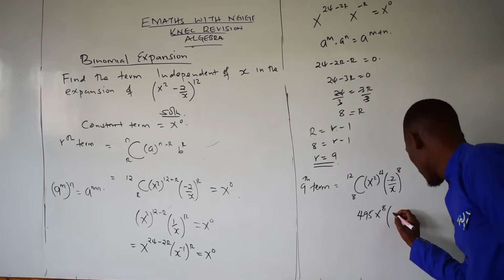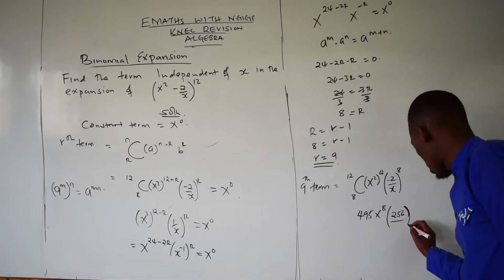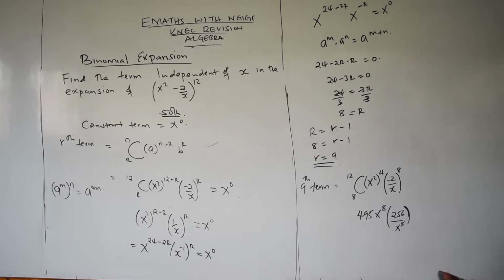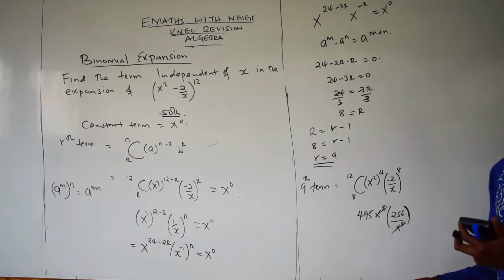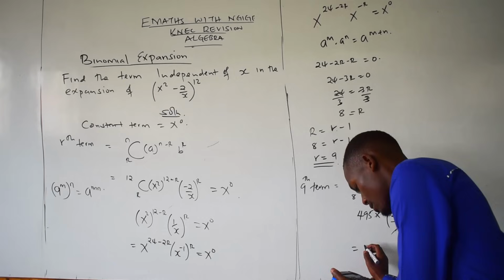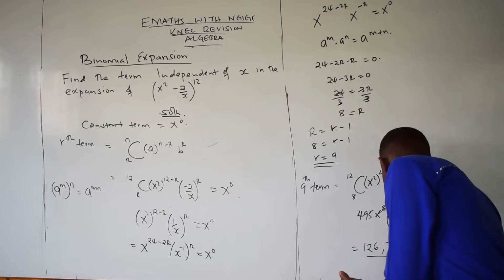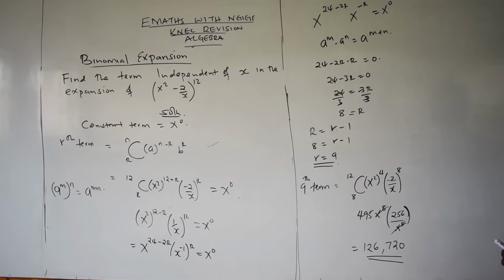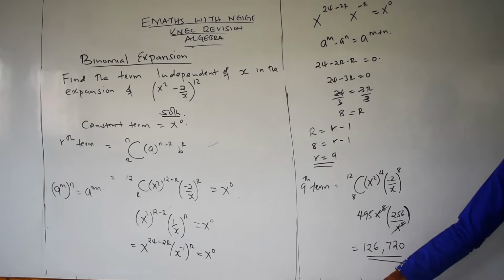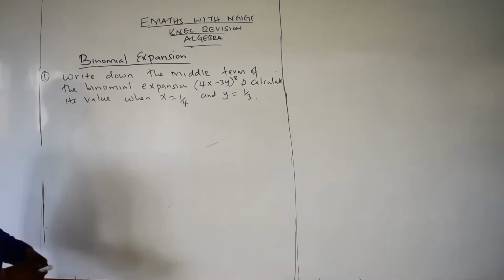We have 256. Then over, remember it's over x to power 8. What do we see? This one and that one goes. So we have 256 times 495, and that one gives us 126,720. So the term which is independent of x is the 9th term, and its value is 126,720.